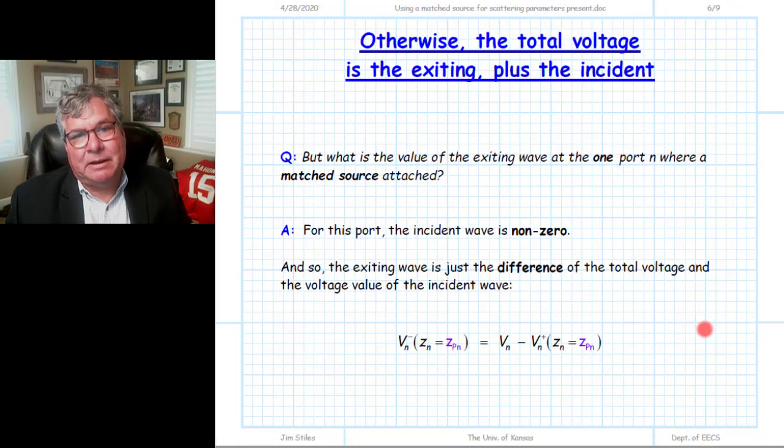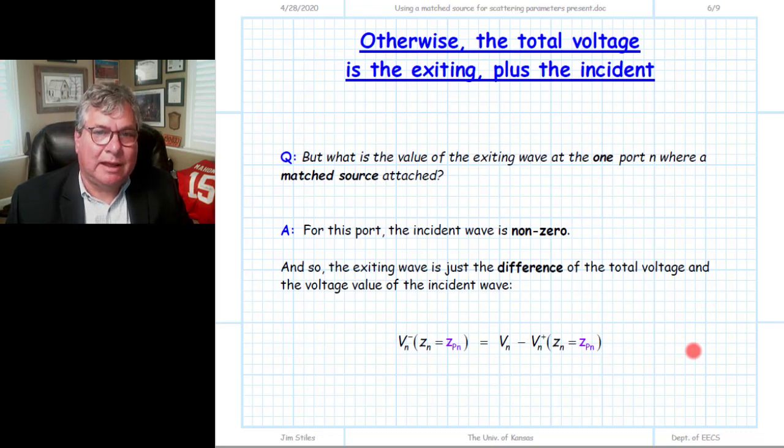The bigger problem then becomes when we're trying to find what is the scattered wave, the exiting wave, at the port where the incident wave is non-zero, the port where we have not attached a matched load, but instead have attached a matched source. So now the exiting wave from that port, where we have the matched source, we know is the total voltage minus the incident voltage. But now this incident voltage, this plus voltage, is not equal to 0. And therefore the minus wave voltage at these ports with the matched source is not going to be equal to the total voltage.